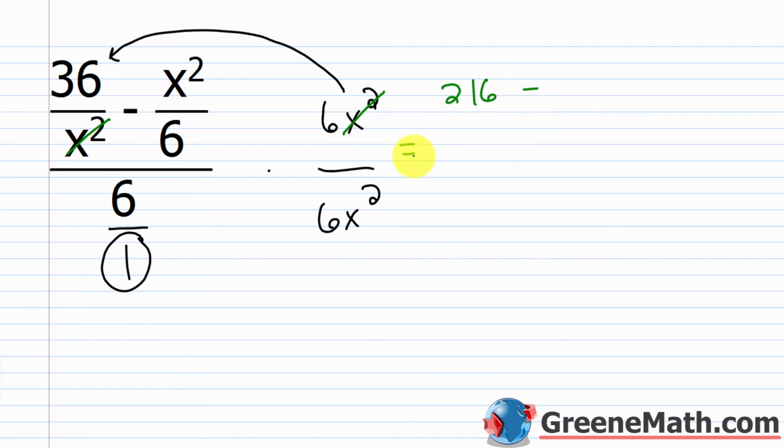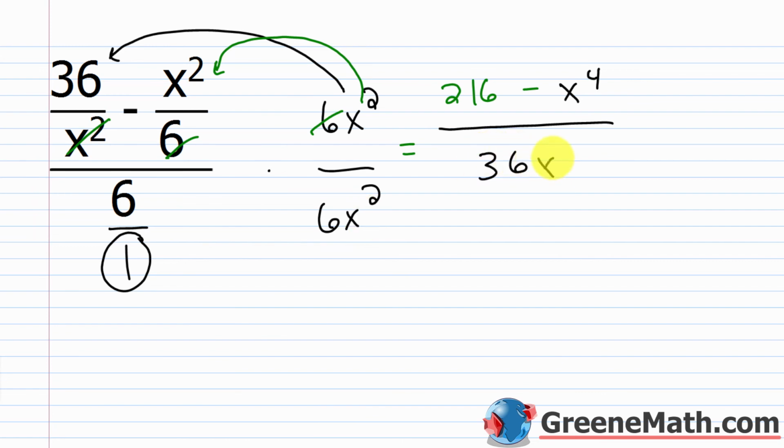Then minus, you'd have 6x squared times x squared over 6. The 6's would cancel. You'd have x to the 4th power. So x to the 4th power, and this is over. If I have 6 times 6x squared, that's just 36x squared.